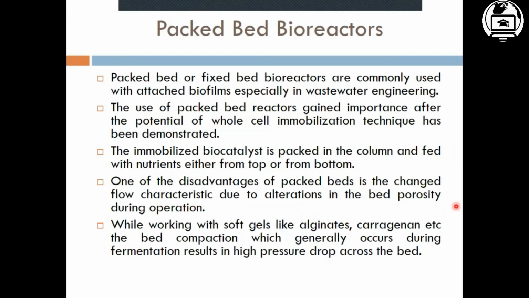As it is a wastewater, it contains some other particles which are initially not very much of importance, or you can say not of the big size, but when it enters this packed bed, it becomes a hindrance for the normal flow of the water, and it affects the bed porosity.